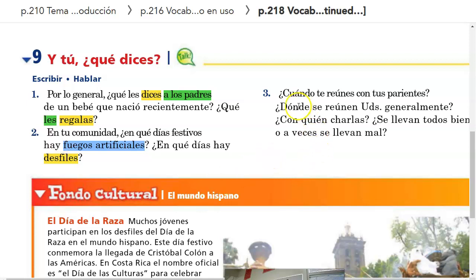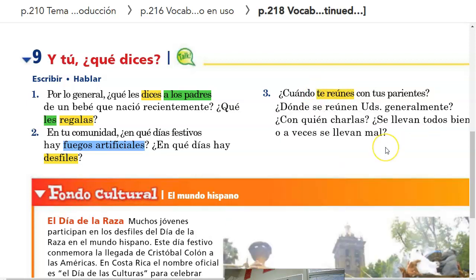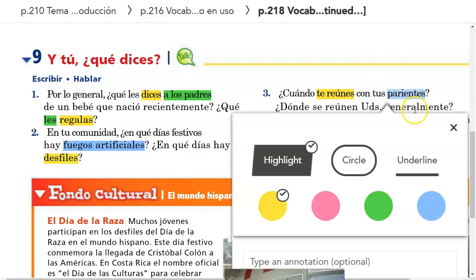All right, last question, número 3. ¿Cuándo te reúnes con tus parientes? We had a couple key vocabulary terms here. The verb reunir, which is to reunite or get together. And parientes, which is a false cognate.